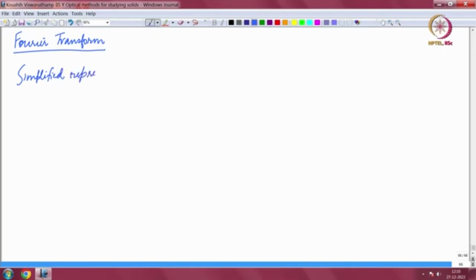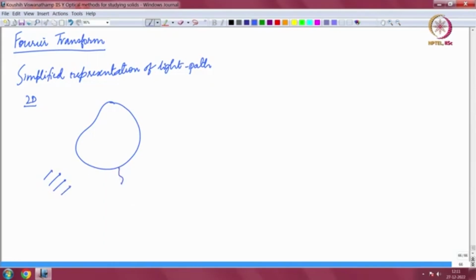Okay. The first step before we start on this journey is to look at a simplified representation of a light path. So what happens when a light passes through a material? For example, we will take a 2D case. This is your incoming light. So I am passing X-rays, this is my object, and my screen is here. Remember the screen is perpendicular to the light source.